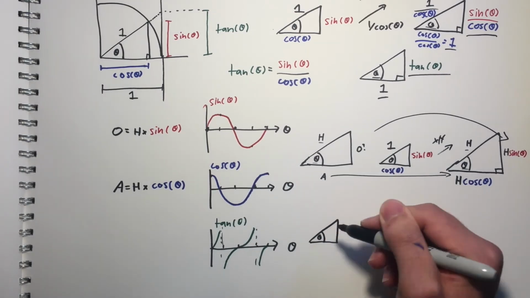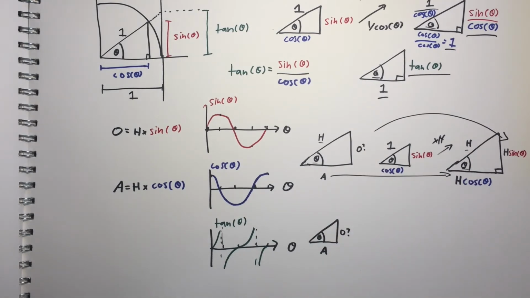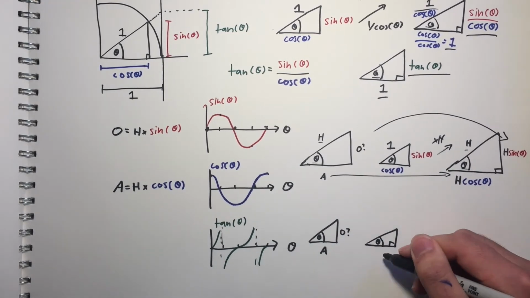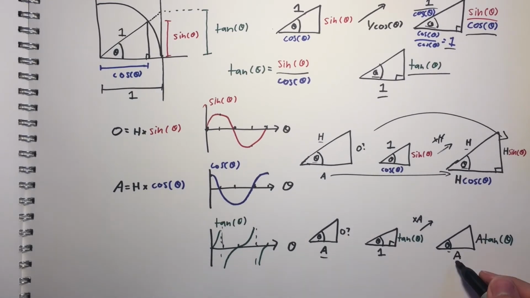Now, to solve problems where we don't know what the hypotenuse is, but we know what the adjacent side's length is, we've got this other set of triangles where the adjacent side's length is 1, and then the opposite side's length is tan of theta. So with these, we just scale that up by a factor of a, and we end up with the opposite side being a times tan theta.